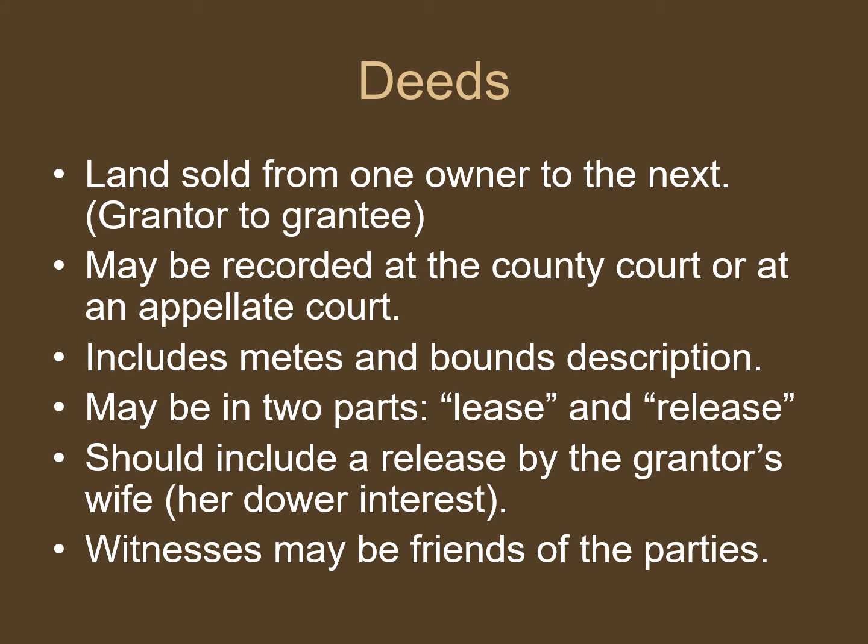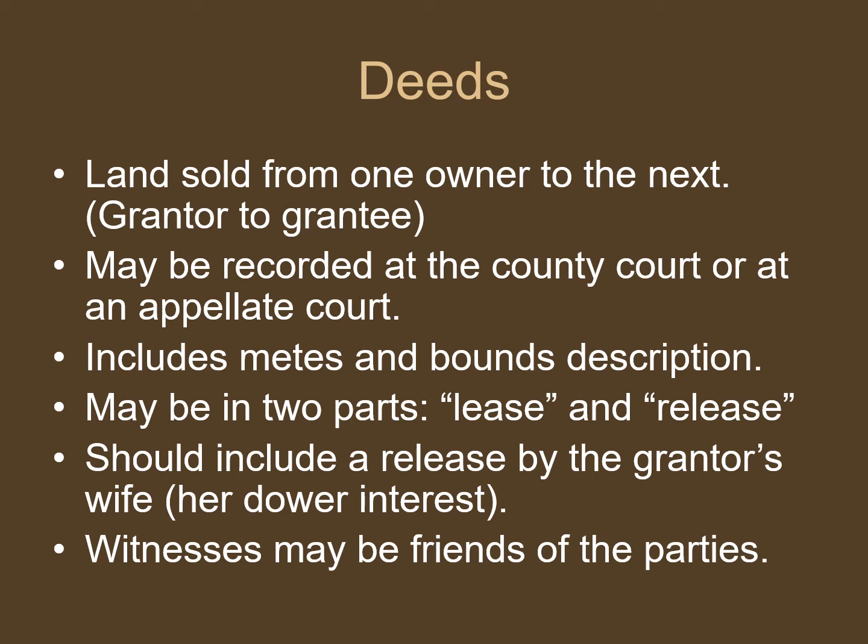The next kind of land record is the ordinary deed, in which land is sold from one private owner to the next. The seller is called the grantor. The buyer is the grantee. These are the terms used in the deeds indexes. A deed may be recorded at the local court or at an appellate court. It should include a metes and bounds description of the property.